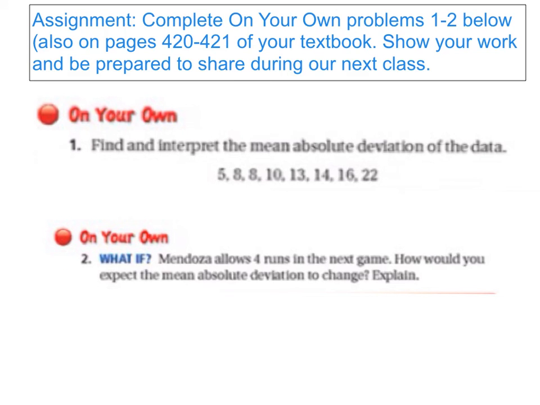Your assignment for this lesson is to complete the On Your Own problems 1 and 2 below. They are also on pages 420 and 421 of your textbook. Show your work and be prepared to share during our next class. There were a lot of steps in this lesson, so you're going to need to go back to the textbook or to the flipped lesson to look and see how to do these. Don't expect that you remembered it the first time around. So be sure you show your work, be sure you're ready to go.